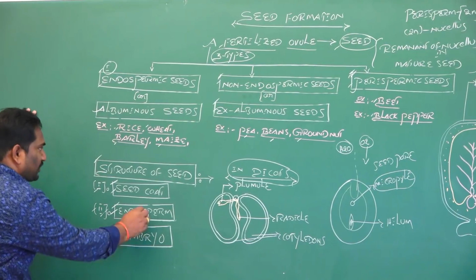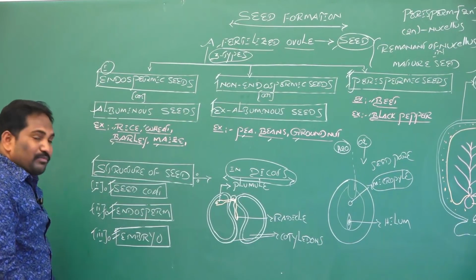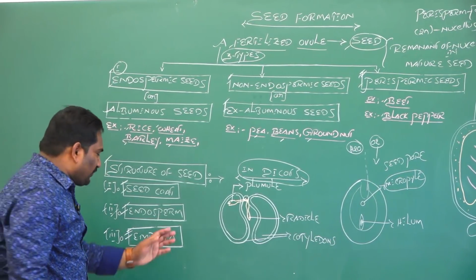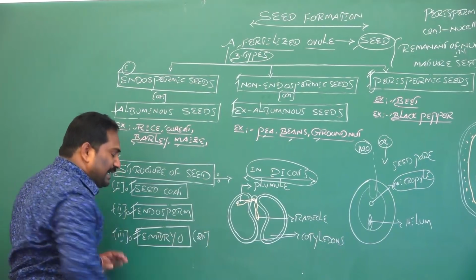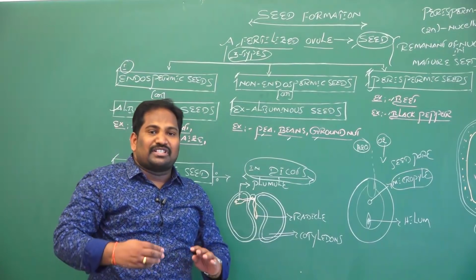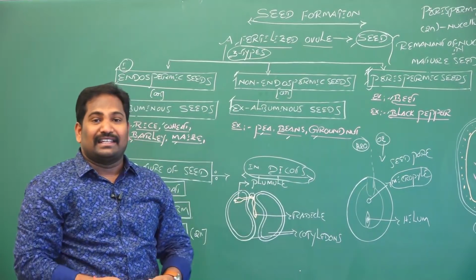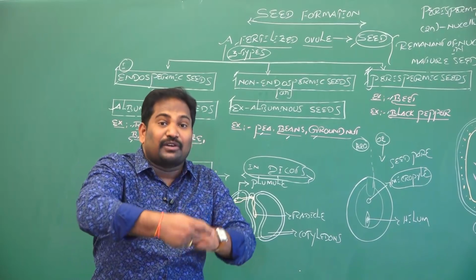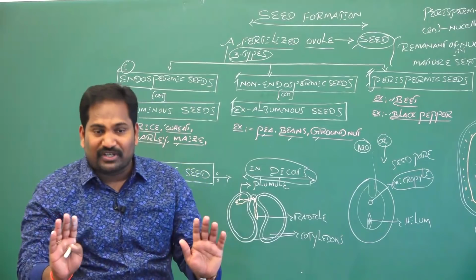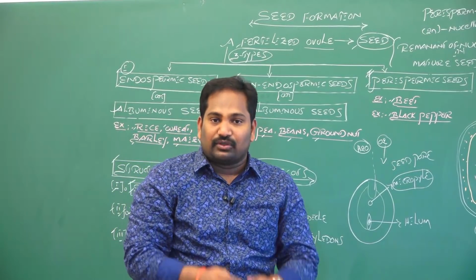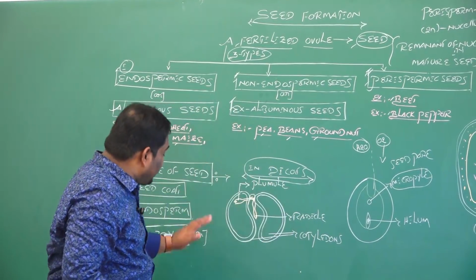The third characteristic feature of this seed is the embryo. Embryo is one of the most important characteristic features in a seed. Its ploidy is diploid. It is responsible for the formation of young seedlings and for continuity of generation from one generation to another. If there is no embryo formation, there is no next generation. So the embryo's ploidy is diploid.